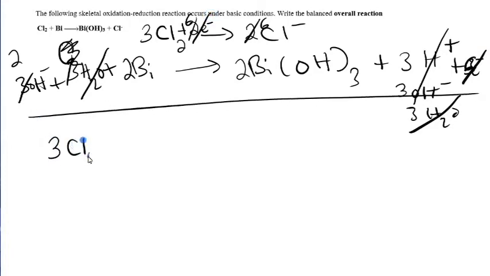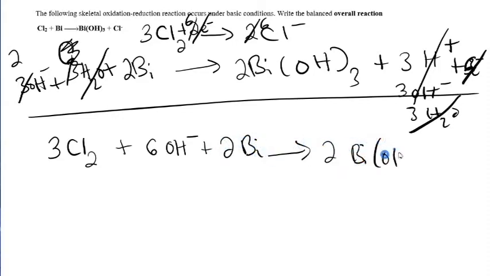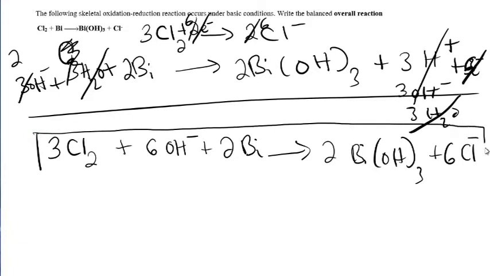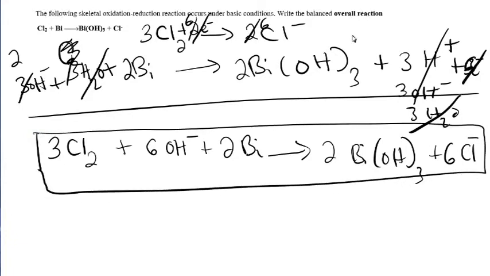So we have 3 chlorines, 6 hydroxides, 2 bismuth, 2 bismuth hydroxides, and we're missing something else. Oh, we're missing the 6 chlorides. Okay, so there's 6 chlorines on each side, 2 bismuth atoms on each side, 6 hydroxides, -6 charge on the left side, -6 charge on the right side. So this is perfectly balanced. And that is your answer.